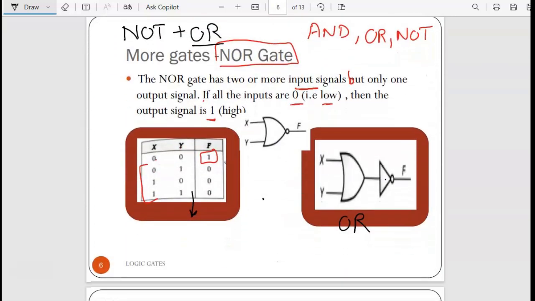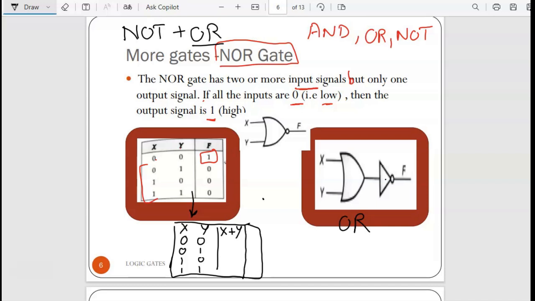Now please check it properly. I am drawing one more table. Here I am taking x and y: 0 0, 1 1, 0 1, 0 1. And now please check x plus y. This is the OR gate. So 0 plus 0 obviously 0, 0 plus 1 is 1, 1 plus 0 is 1, and 1 plus 1 is also 1.